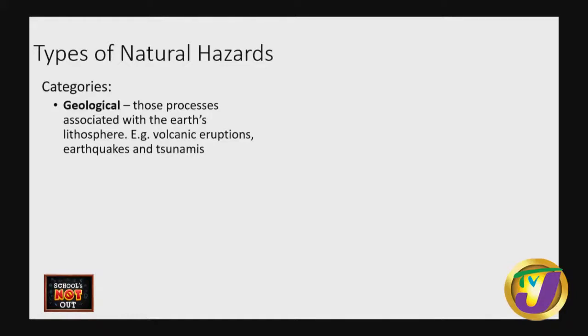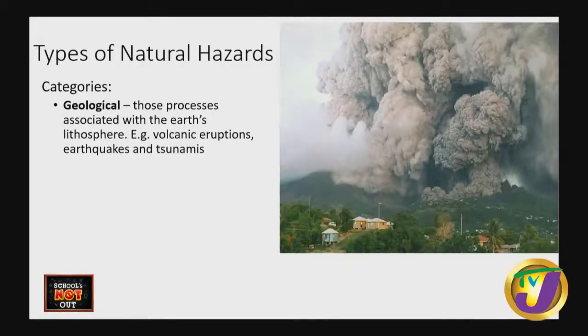So we're going to start with geological hazards. Geo is a prefix meaning of the earth, so these are hazards directly related to the earth. These processes can come from volcanic eruptions and earthquakes, and we know the relationship between earthquakes and tsunamis. When there's an earthquake under the sea, we have the potential for disaster, for a tsunami. Now, this is a volcanic eruption. That's a natural hazard. That's the first one.